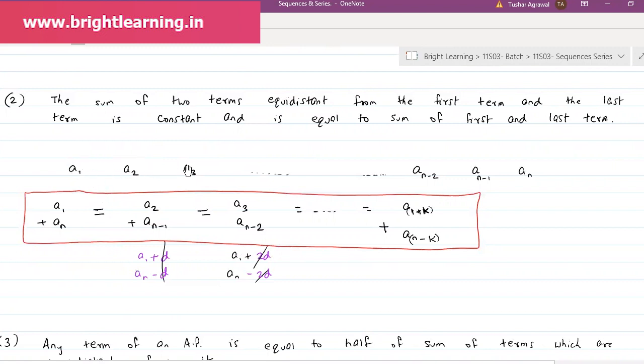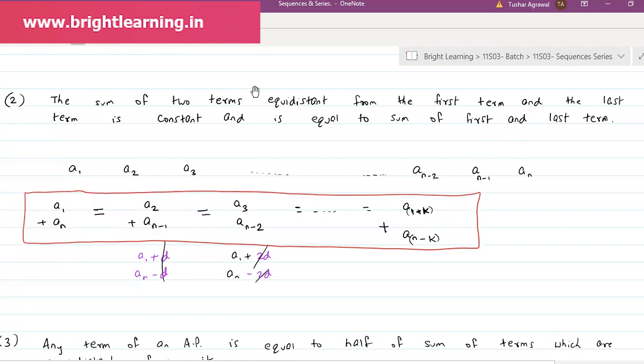Let's say a1, a2, a3, a4, a5, a6, and so on up to an are the n terms. So a1 plus an. Suppose we take terms equidistant from the first term. From the first term, I move 1 unit ahead, which means I move to the next term, a2. One term previous to an is an minus 1. So a2 and an minus 1, their addition will be the same as a1 plus an.